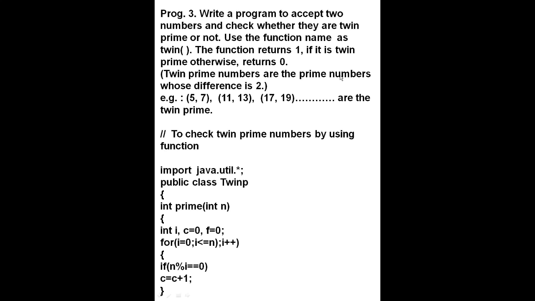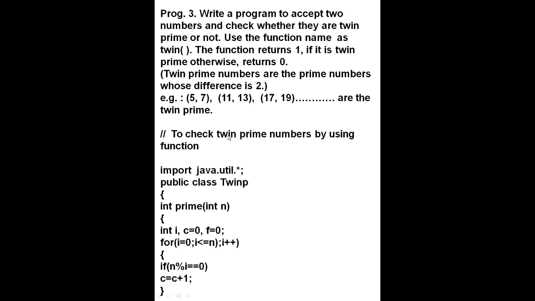Twin prime numbers are prime numbers whose difference is 2. If the difference of those numbers is 2, those numbers are known as twin primes. Suppose we are taking two numbers, 5 and 7. If we take 7 minus 5, the difference will be 2. 11 and 13: 13 minus 11, the difference will be 2. 17 and 19, the difference will be 2. So in twin prime numbers, the numbers whose difference is 2 are known as twin primes.